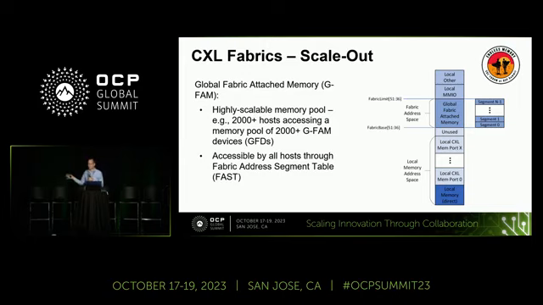So I mentioned the 4K ID space. A hypothetical limit: if you can imagine 2,000 hosts accessing a common memory pool of 2,000 GFAM devices, that's the scale that this has been designed to. Now, all of that memory pool is accessed through a structure in the host edge switch called the Fabric Address Segment Table, or the FAST.